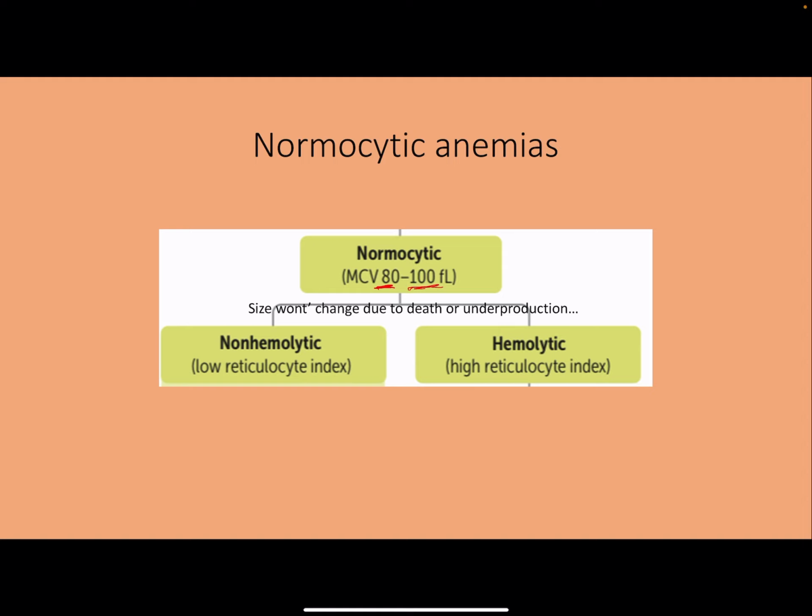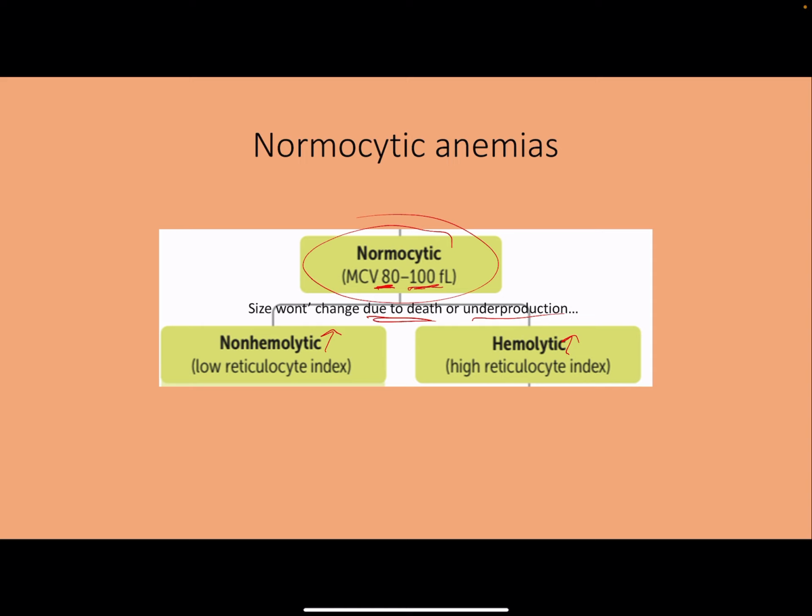One is the non-hemolytic. So this is an underproduction. And then the hemolytic, this is due to premature destruction. And if you think about both of these, premature destruction or underproduction, neither of these should have any effect on the size. So it kind of makes sense that both of these would fall under the category of red blood cell anemias that are of normal size. They're not produced enough or they die too quickly.